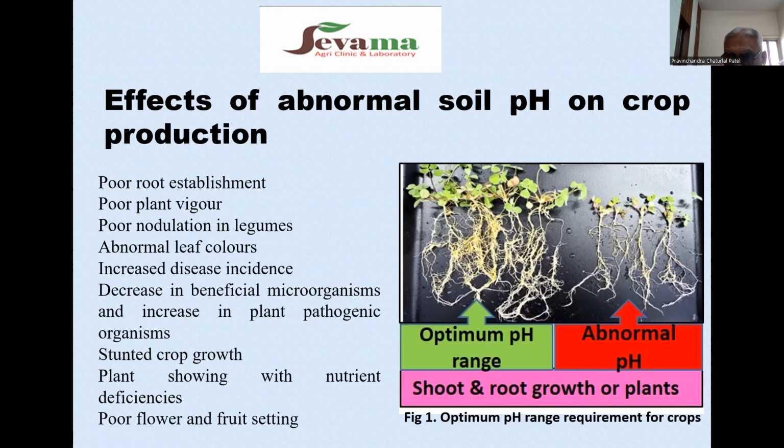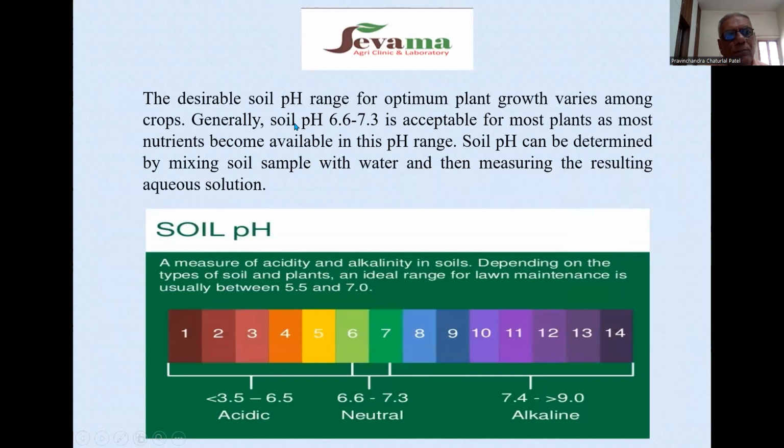Because the nutrients are present in the soil, but they are not available to the plant due to higher or lower soil pH, affecting flower and fruit setting. The desirable soil pH range for optimum plant growth varies among crops. Generally, soil pH 6.6 to 7.3 is acceptable for most plants as most nutrients become available in this pH range. Soil pH can be determined by mixing a soil sample with water and then measuring the resulting aqueous solution.